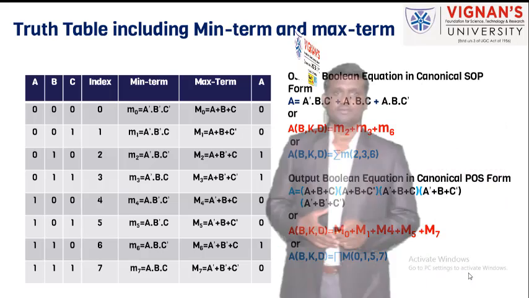So, in this lecture, we discussed what is the standard or canonical form of Boolean expression. That is nothing but a Boolean expression consisting of all the variables, and representation of the standard form of Boolean expression by using sum of product terms, and representation of Boolean expression by using product of sum terms, and different forms of representation of SOP and POS.